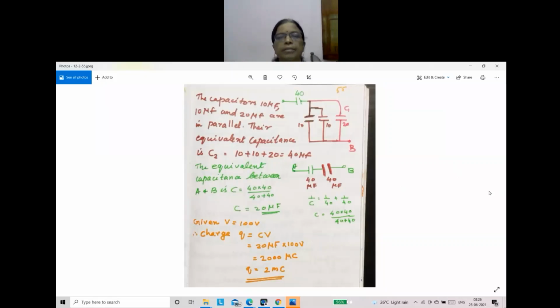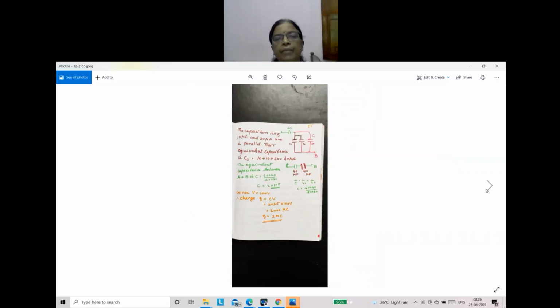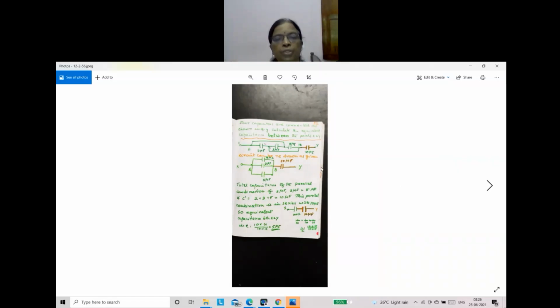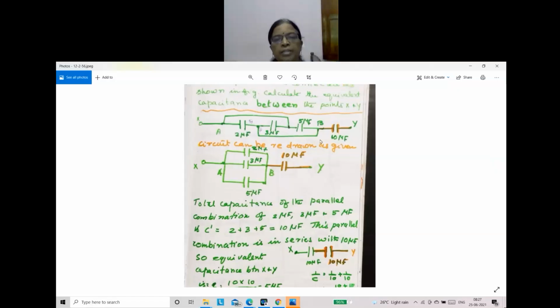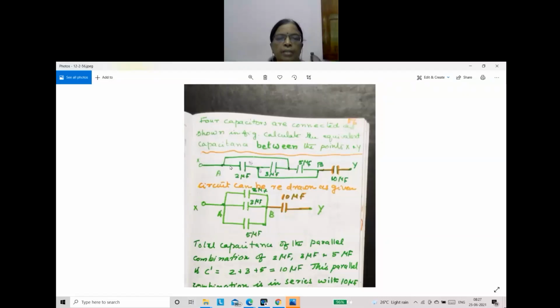That is what I told you, all formulas you should know, and we can do it easily. This is a different type of combination. Only after doing such questions will you be able to identify that these three are in series, these are in parallel, and this one is in series. Many problems are available in books and you should be able to identify them. See, this is a different type of combination.